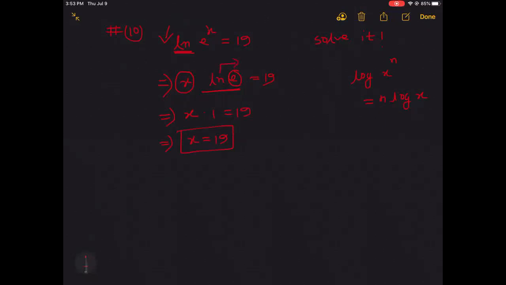As long as you know that this log is log base e, you can clearly use this property where this is 1, right? So again, as I said, if you know the properties and if you know how and when to use them, you should be doing all right. Okay. All right, next.